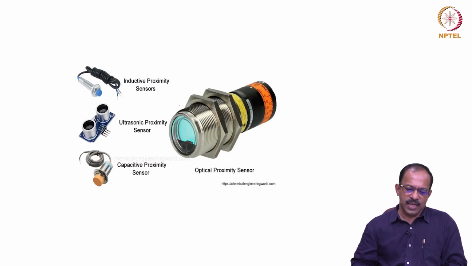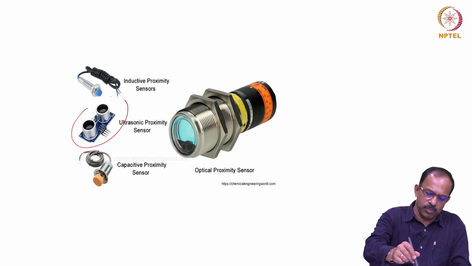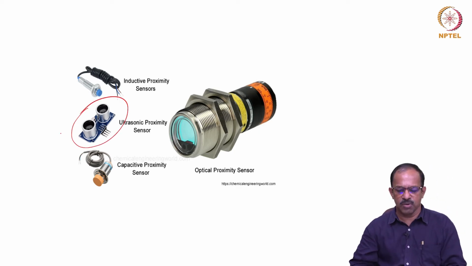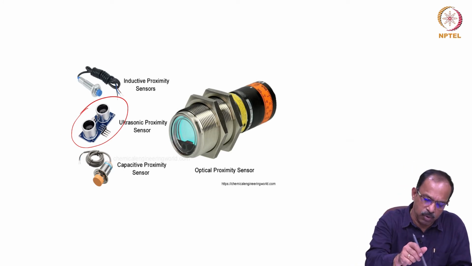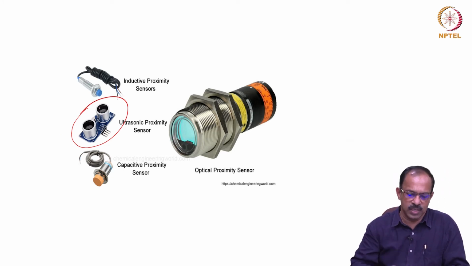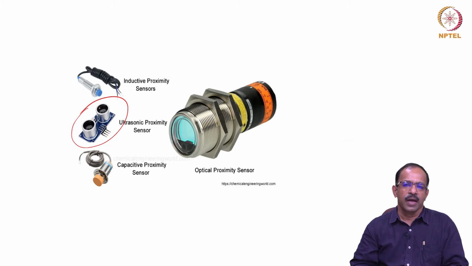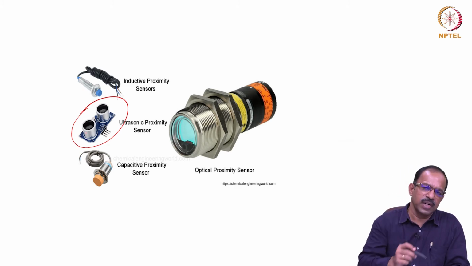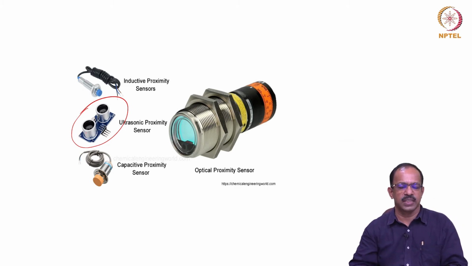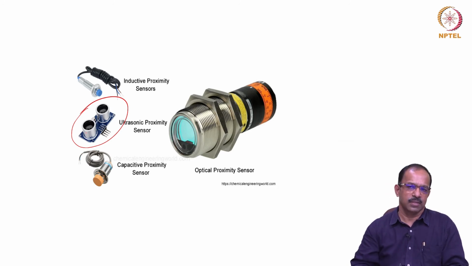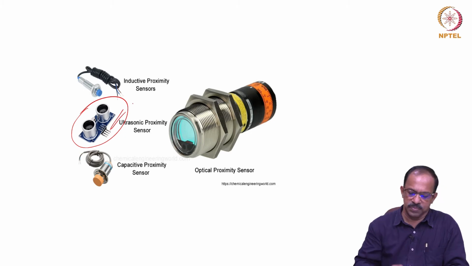And there are others, like ultrasonic. I am not going into the details of all these sensors. Ultrasonic sensors produce an ultrasonic wave, and there will be a receiver which receives the reflected signal. Whenever there is a reflection coming to the sensor, that can be interpreted as the presence of an object near the sensor. That is basically the ultrasonic.